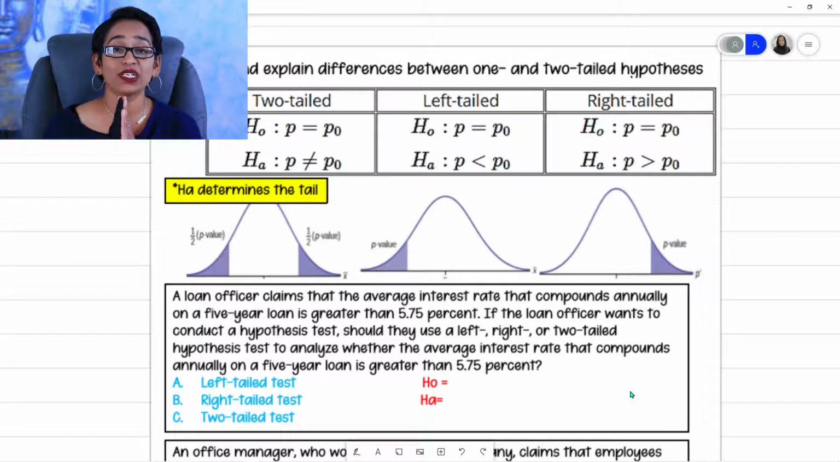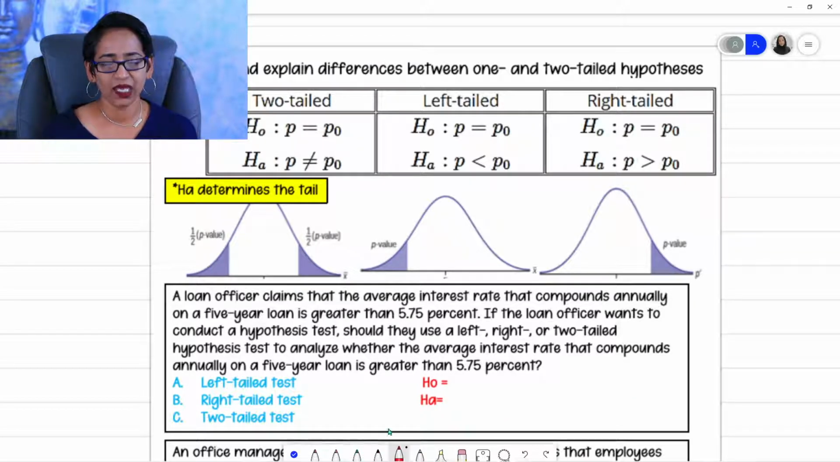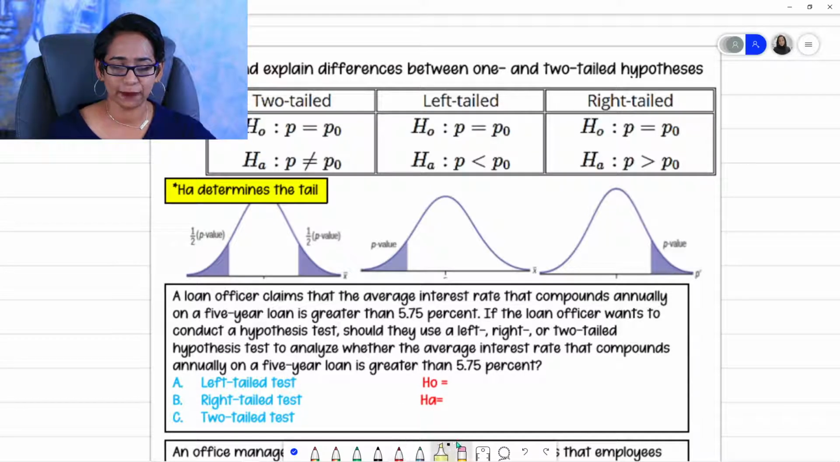Now the next one is very important. We will carry this into the next steps of hypothesis testing, so please be very careful, all right? We are identifying and explaining the difference between one-tailed and two-tailed. So what is one-tailed and two-tailed? They're not the tails, but we'll see.